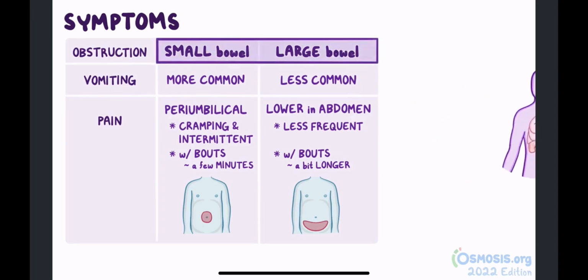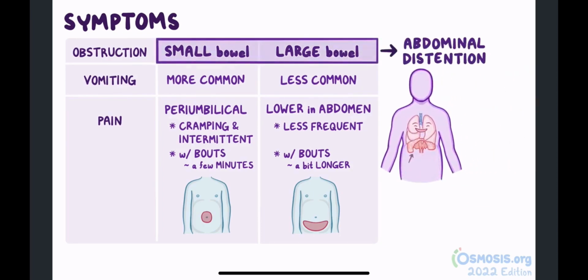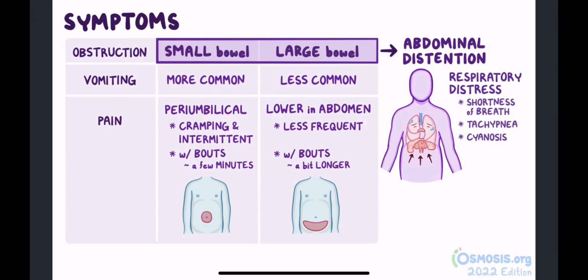Finally, bowel obstruction can cause abdominal distension, which pushes on the diaphragm, making it hard for the lungs to expand. This causes some individuals to develop respiratory distress, presenting with symptoms like shortness of breath, tachypnea, and cyanosis, which is a bluish color of the skin due to poor oxygenation of the blood. They can also develop shock if sepsis is present, with symptoms like fever, fatigue or weakness, tachycardia, and tachypnea.